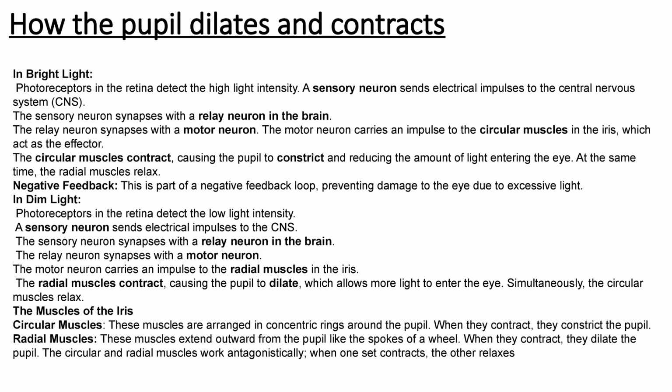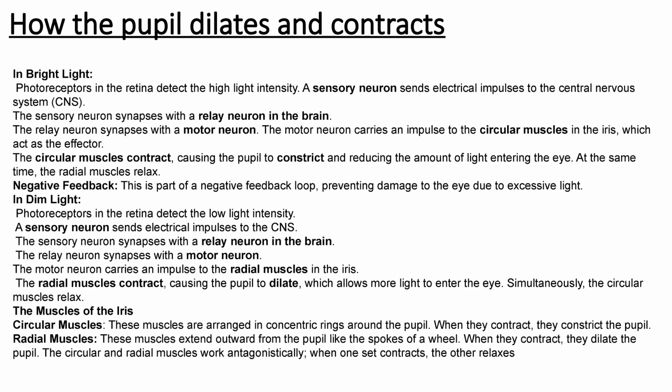This is part of a negative feedback loop, preventing damage to the eye due to excessive light. And in dim light, photoreceptors in the retina detect the low light intensity. A sensory neuron sends electrical impulses to the CNS. The sensory neuron synapses with a relay neuron in the brain. The relay neuron synapses with a motor neuron. The motor neuron carries an impulse to the radial muscles in the iris. The radial muscles contract, causing the pupil to dilate, which allows more light to enter the eye. Simultaneously, the circular muscles relax.